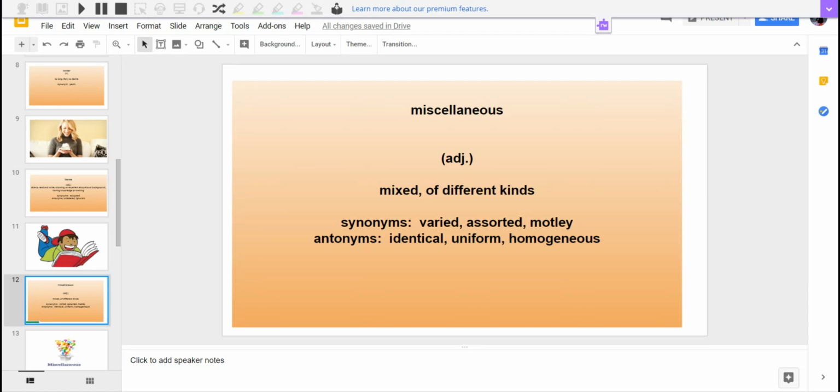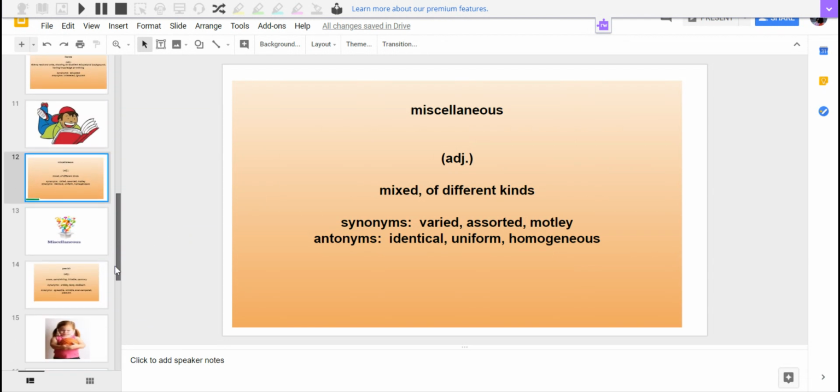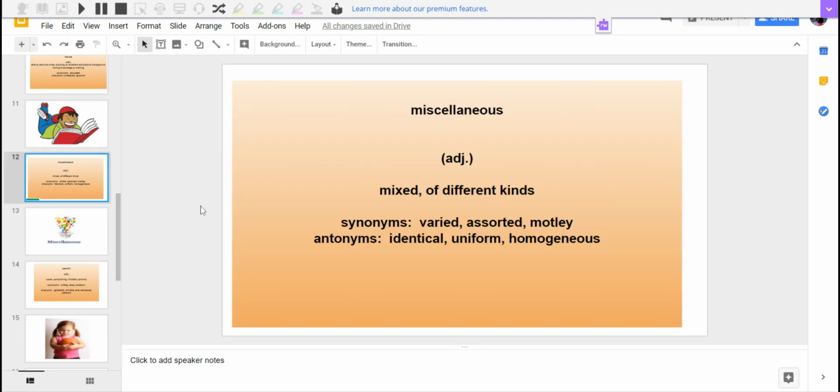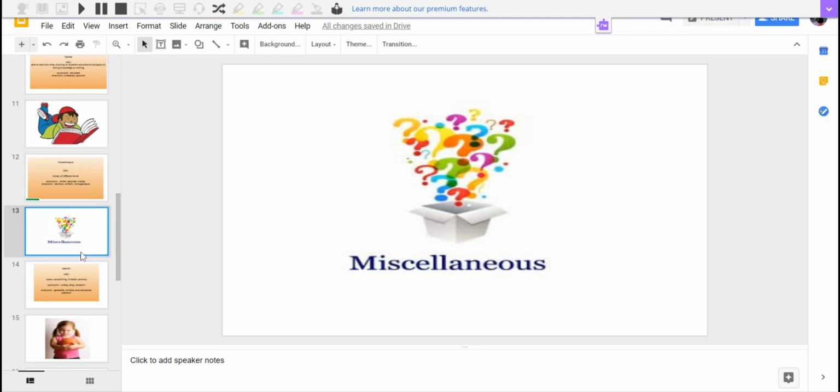Synonyms are varied, assorted, motley. Antonyms are identical, uniform, homogeneous. Okay. Oh, I'm sorry. Antonyms, remember, are opposites. Synonyms are the same. And I just put a picture of miscellaneous with a bunch of question marks.